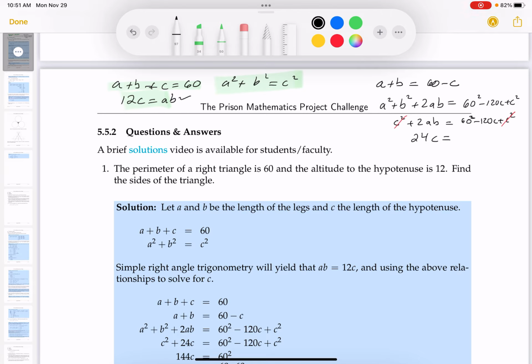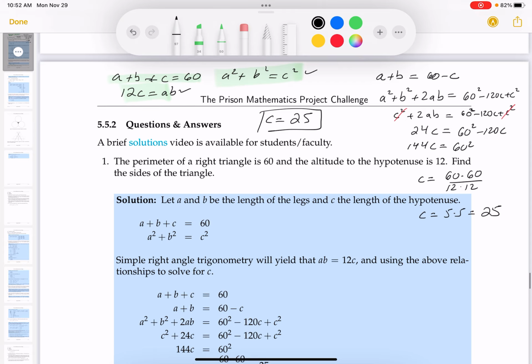So I'm using these two equations to get rid of things. And again, 24 Cs is 2AB, right? What do you get over here? Let's write this down. 60 squared minus 120C. I think I'm going to get C now. So 144C equals 60 squared. So C will be 60 times 60 over 144, and 144 is 12 times 12. So now I know C is 5 times 5, so C is 25. So I'm pretty comfortable I know what C is. All right, C is 25.